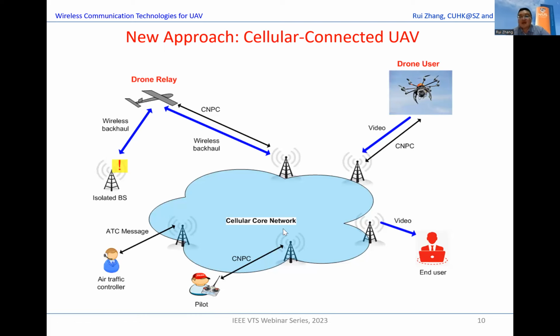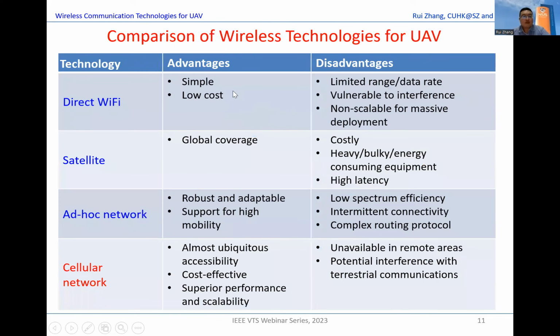Okay, so you can see that by engaging and exploiting the existing cellular network, we can also achieve ubiquitous communication with the UAVs all over the space. So here I compare the advantages and disadvantages of the existing technology and the new approach of using cellular network to enable UAV communication. Due to the time constraint, I won't read all of these lines here, but I just want to emphasize, if you use a direct Wi-Fi based communication between the ground pilot and the UAV, the main drawback is the limited range and the data rate.